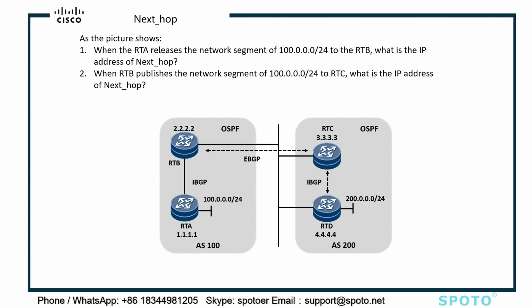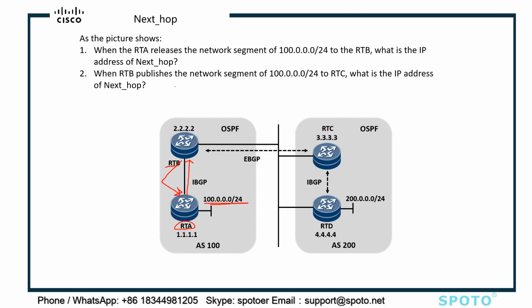So in this situation, we need to know that when RTA tries to advertise this network segment into the BGP protocol, RTA will send it to RTB. When RTB receives the route, the next hop is RTA. If RTA uses the loopback interface to establish the neighbor relationship with RTB, the next hop of this route will be RTA's loopback interface.